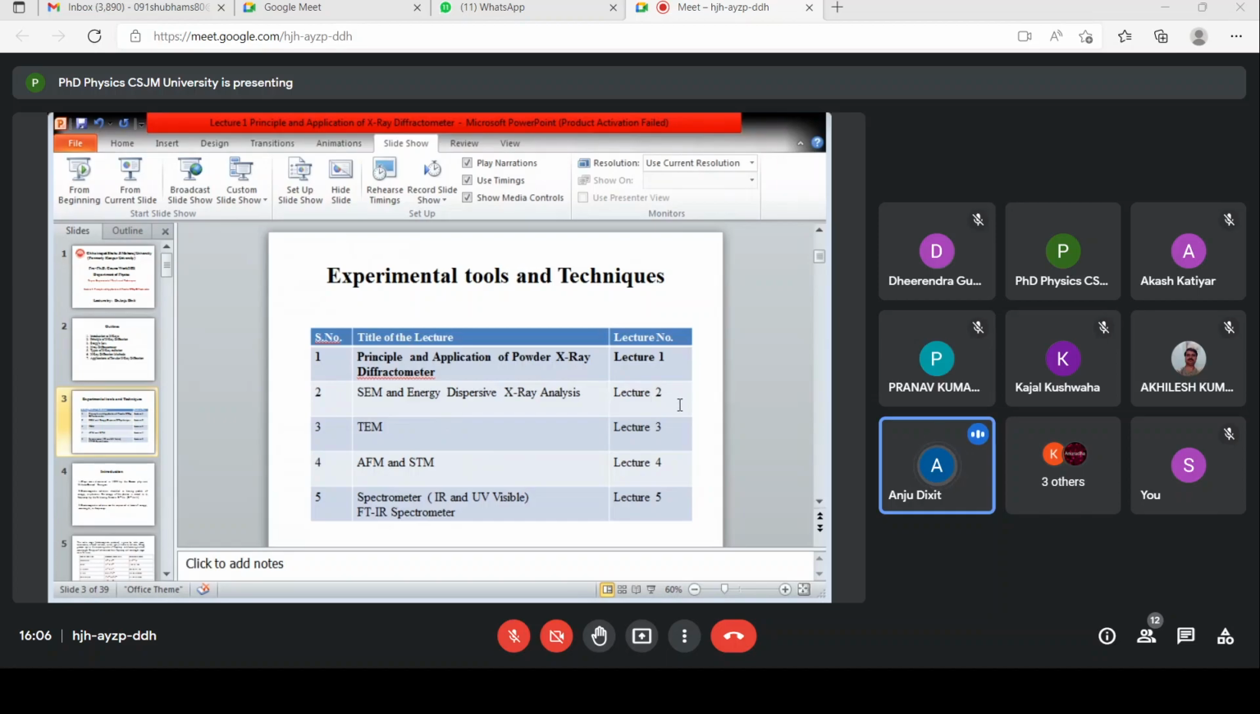Analysis. That is going to be lecture 2. Then transmission electron microscopy. After this, I will be delivering the lecture about atomic force microscopy, AFM, and scanning tunneling microscopy, that is STM. And in the last, I will be delivering the lecture about spectrometers, that is IR and UV visible, as well as FTIR spectrometer. So I will give you 5 lectures from this unit, that is experimental tools and techniques.